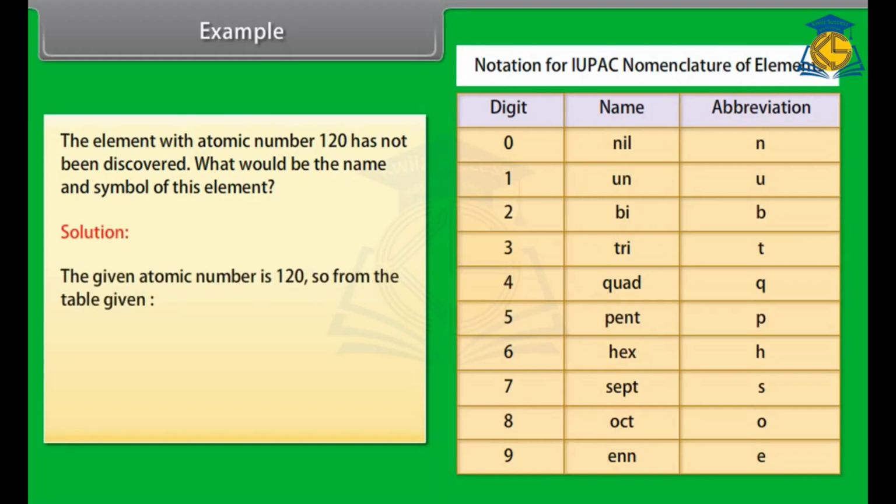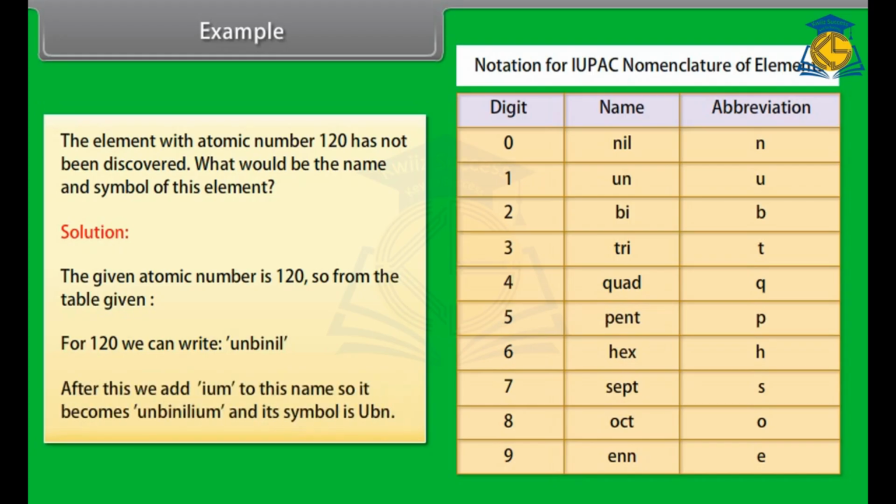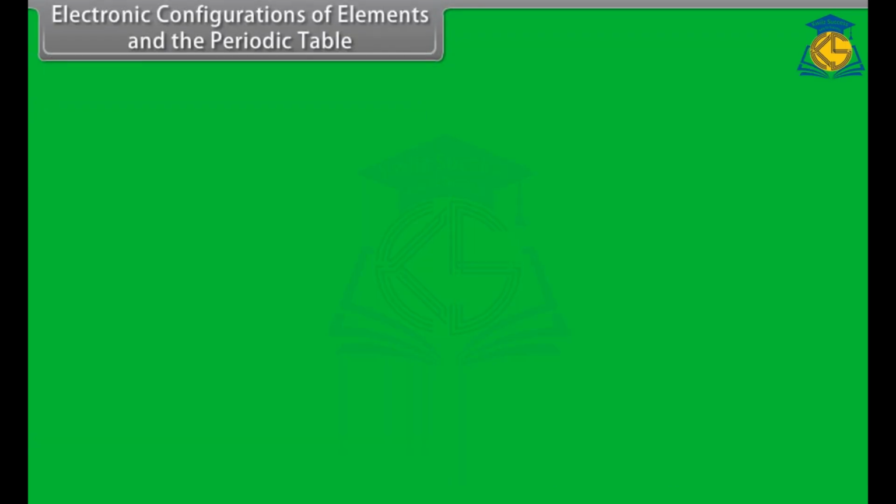Solution: the given atomic number is 120. So, from the table given for 120, we can write unbinyl. After this, we add IUM to this name, so it becomes unbinylium, and its symbol is UBN. Electronic configurations of elements and the periodic table.